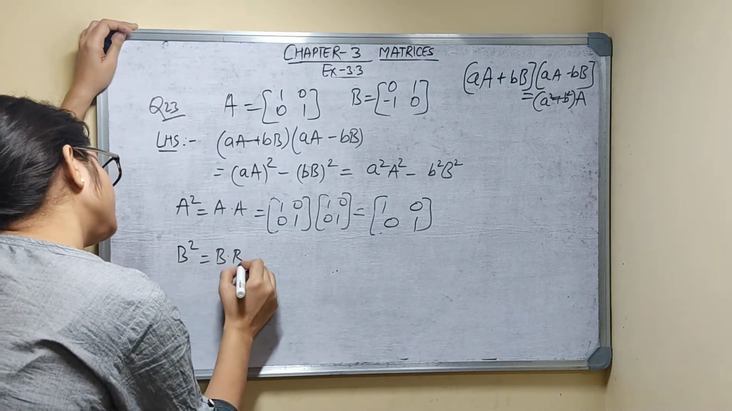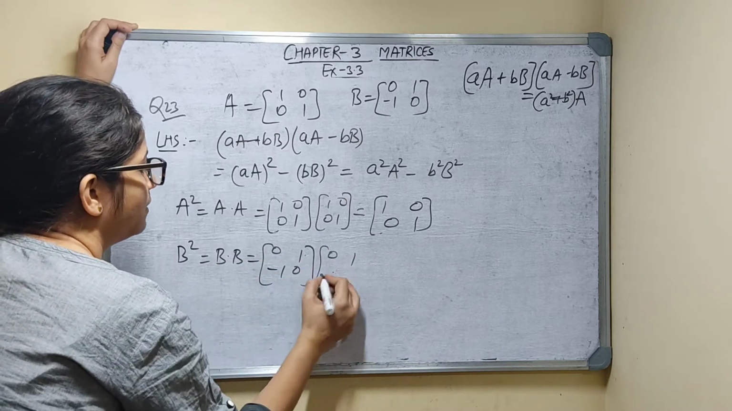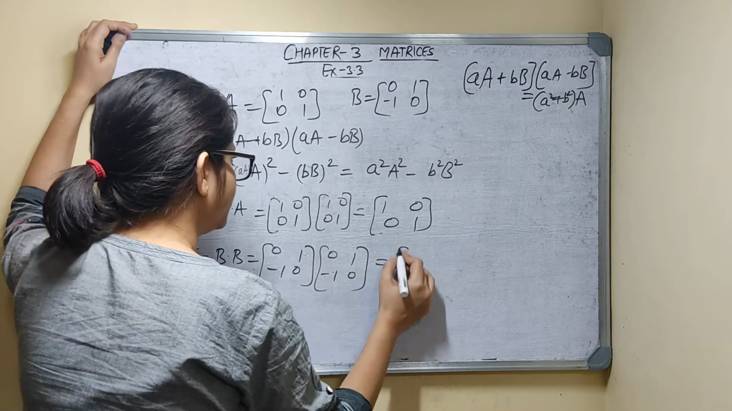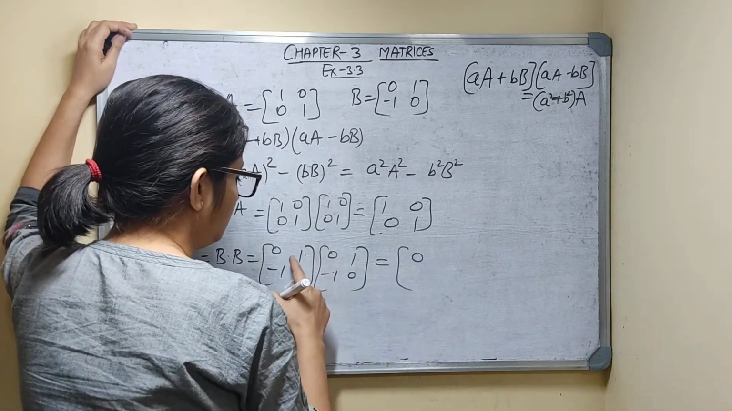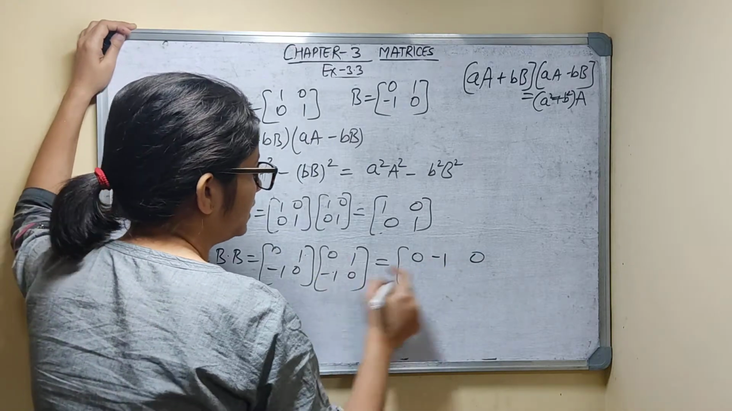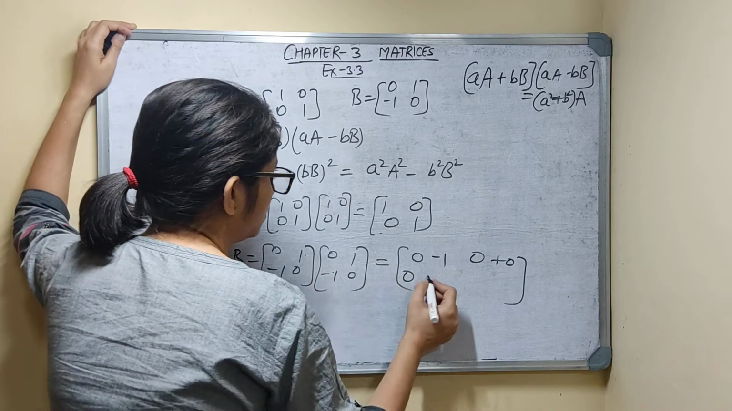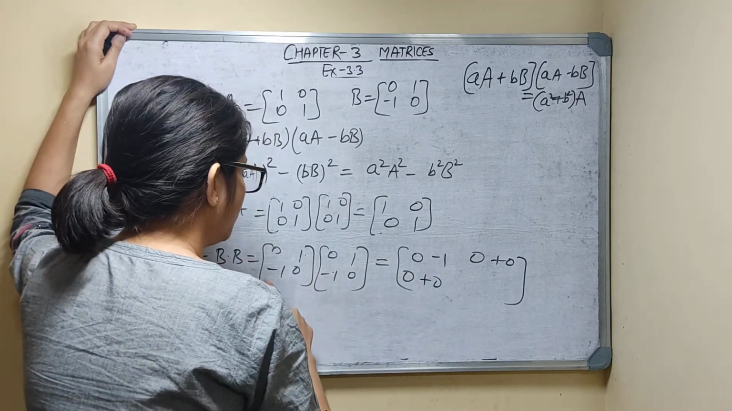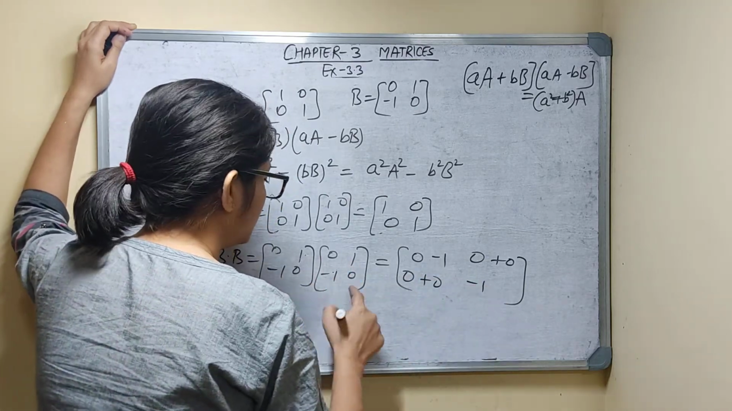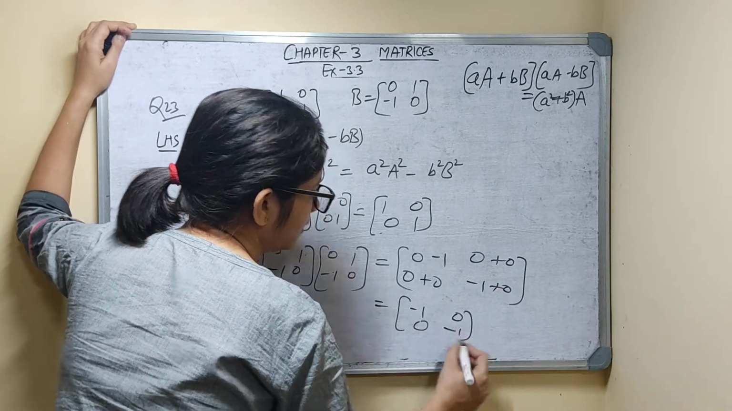B square, what is it? B dot B: [0 1; -1 0] multiplied with [0 1; -1 0]. So you get 0 into 0 is 0 plus 1 into -1 is -1, 0 into 1 plus 1 into 0 is 0, -1 into 0 plus 0 into -1 is 0, -1 into 1 is -1 plus 0 into 0. You get [-1 0; 0 -1].